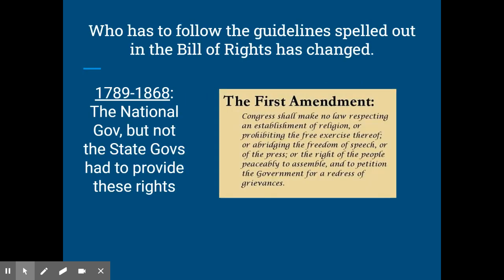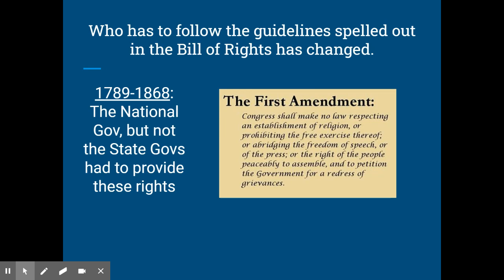And one of the things we're just going to briefly talk about is who has to follow the Bill of Rights and the guidelines spelled out within them. The interpretation of that has changed throughout our country's history. From about 1789, the very beginning of our country's history, through the end of the Civil War, a little bit beyond, in 1868, the belief was that only the national government had to follow those guidelines spelled out in the first 10 amendments.